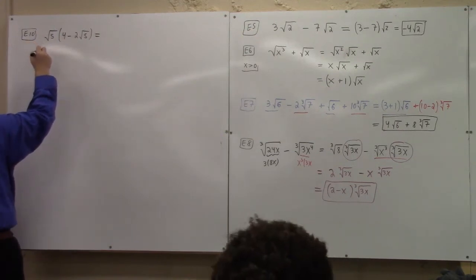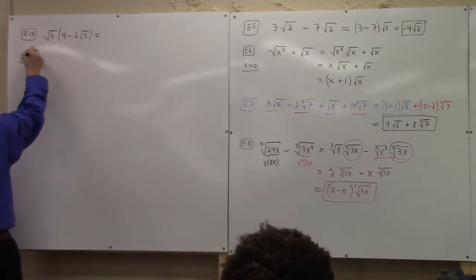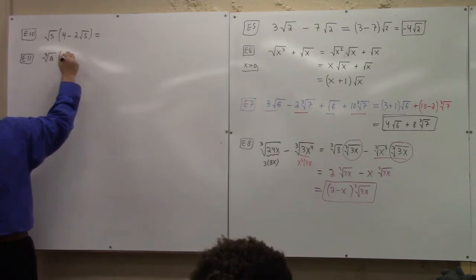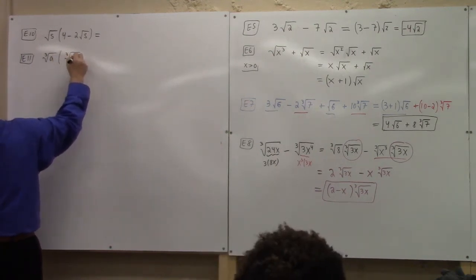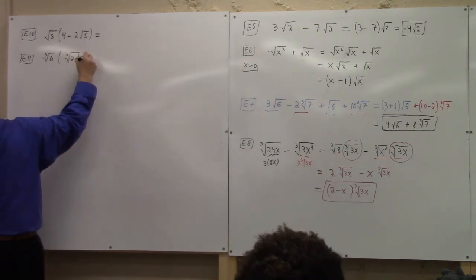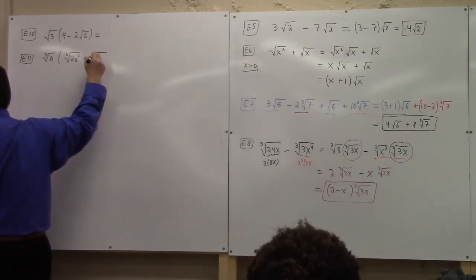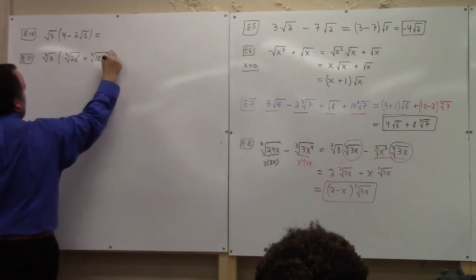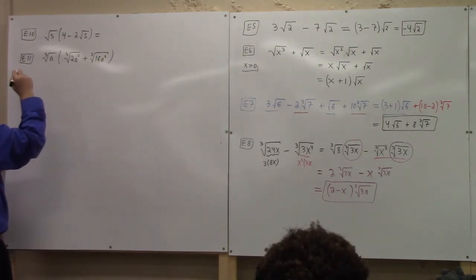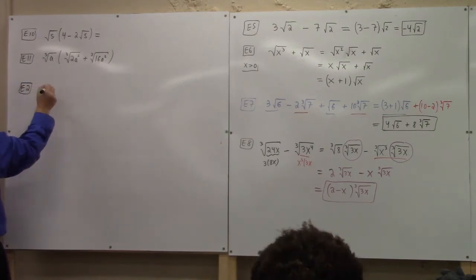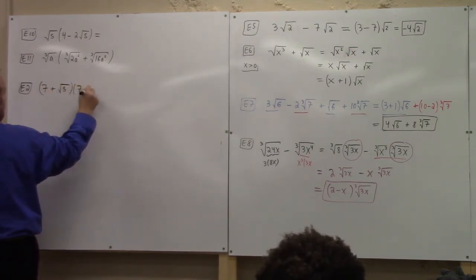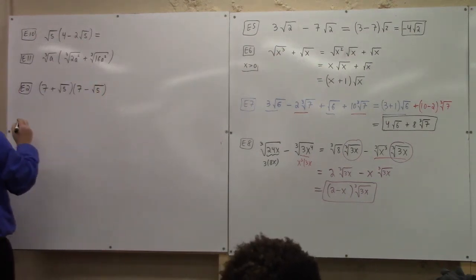Then we're going to look at example 11. It's going to be a symbolic one. We're going to look at the cube root of a times the cube root of 2a squared plus the cube root of 16a squared. We're going to multiply that out and simplify it if we can. Then we're going to go back to a plain Jane kind of numerical one here: 7 plus the square root of 5 times 7 minus the square root of 5. We'll do that one next. That was example 12.